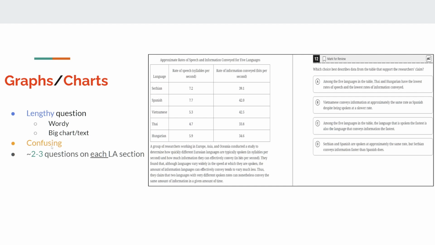And these questions can be confusing at times because sometimes these texts and these answer choices can have odd wording or confusing wording. And usually there's 2 to 3 questions on each section that are like these. But this can vary from like 1 to 4 too. So let's go through how to solve one of these questions.